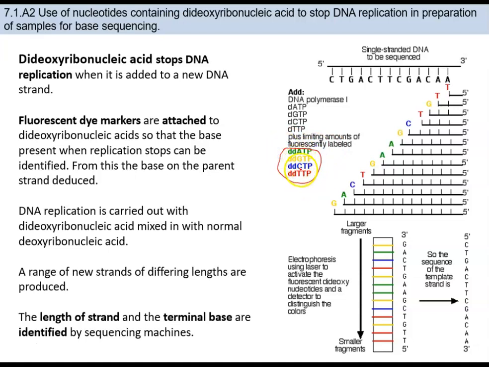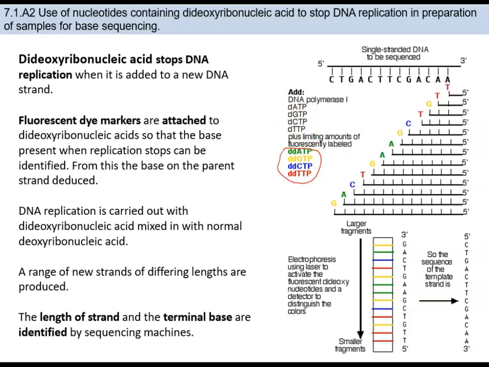And you see how it has been written: dideoxyribonucleic acid. So we have ddATP, ddGTP, ddCTP, and ddTTP. Each of them represents one of the bases: adenine, guanine, cytosine, and thymine. And together with this, we also have our tubes, including DNA polymerase.